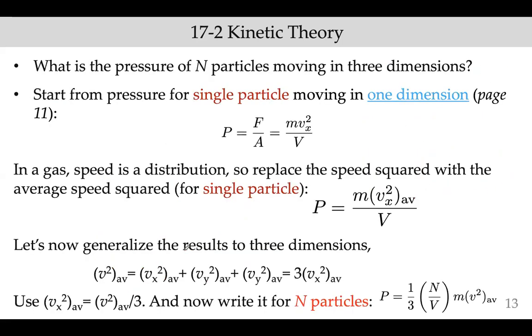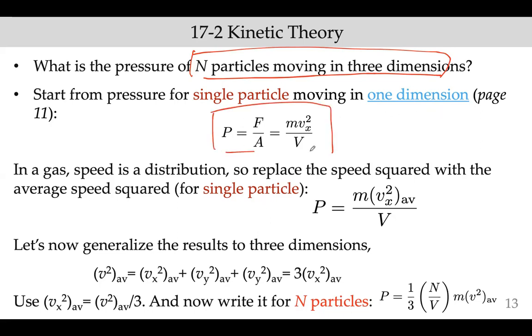Okay, now we have to move to n particles in 3 dimensions, because what we did is one particle in 1 dimension, but we have to generalize it to a more realistic situation. So we start from the pressure of a single particle moving in 1 dimension, that's what we did on page 11. This was pressure from one particle moving only in the x direction. In a gas, speed is a distribution, as we just learned. So replace the speed squared with the average speed squared for single particles.